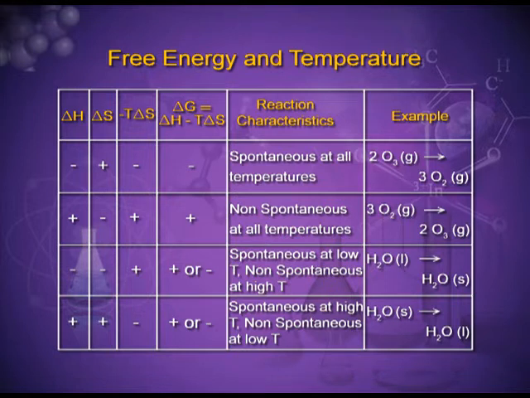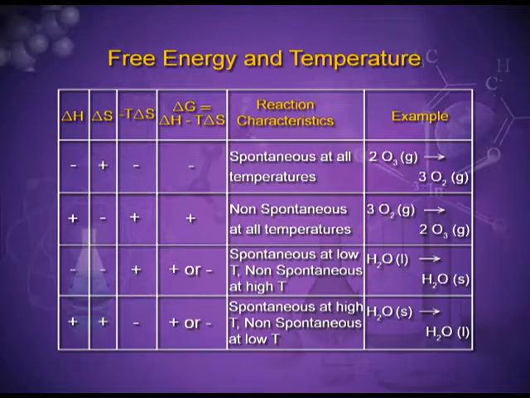In the second case, when the change in enthalpy is positive and the change in entropy is negative, the delta G value comes out to be positive at all temperatures, and hence the process will be non-spontaneous. Let me remind you once again, if the value of delta G is negative, the process will be spontaneous, but if the value of delta G is positive, the process will be non-spontaneous. Let's see the third case.